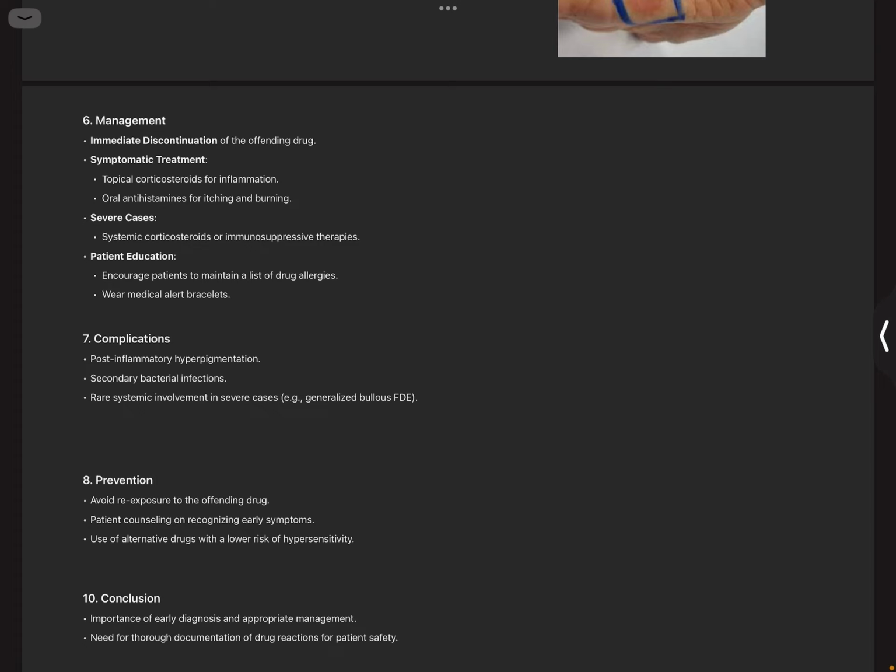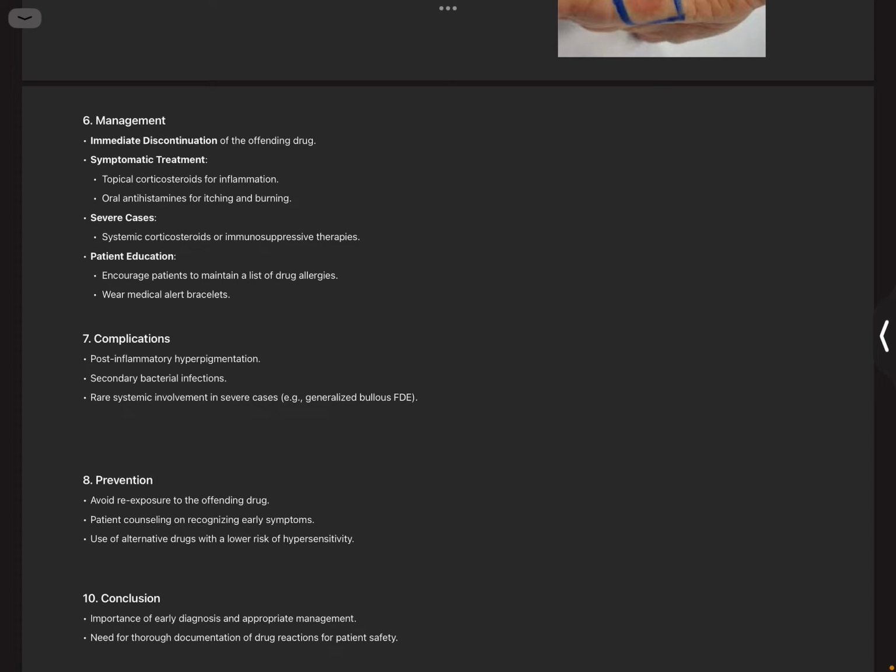Patient education is very important, as we encourage the patient to maintain a list of drug allergies, and wearing a medical alert bracelet may be beneficial in an emergency.